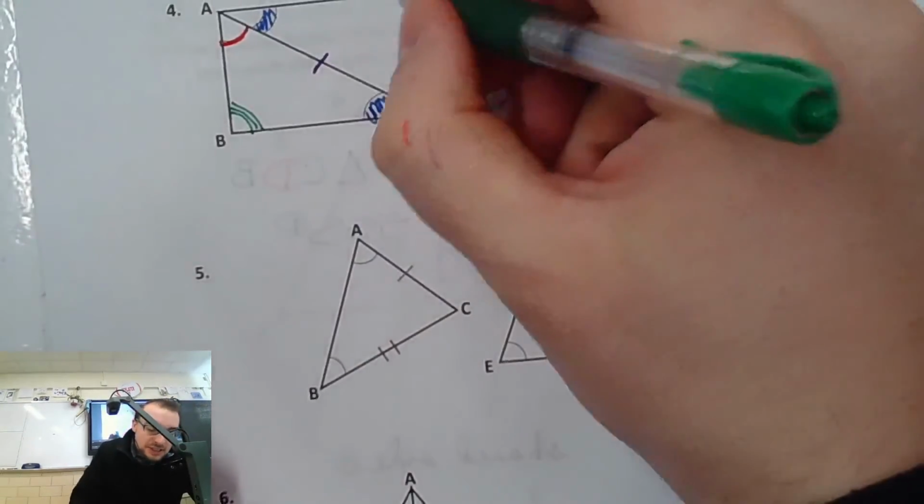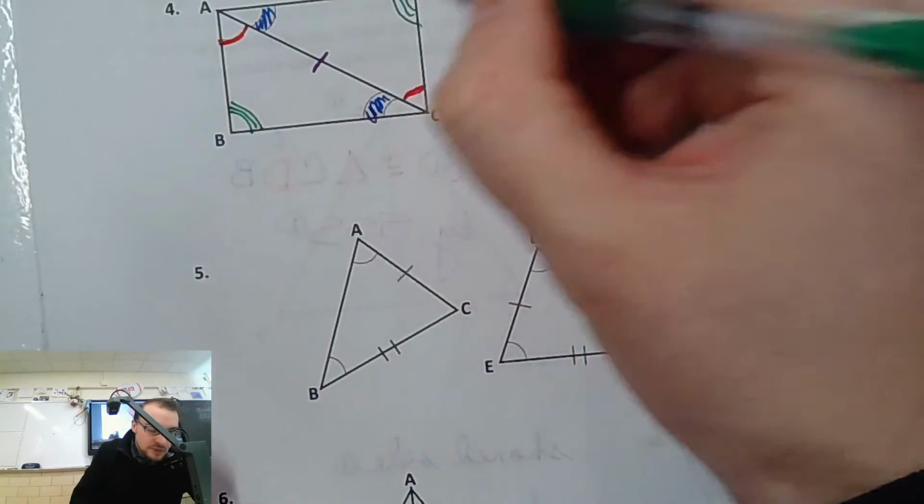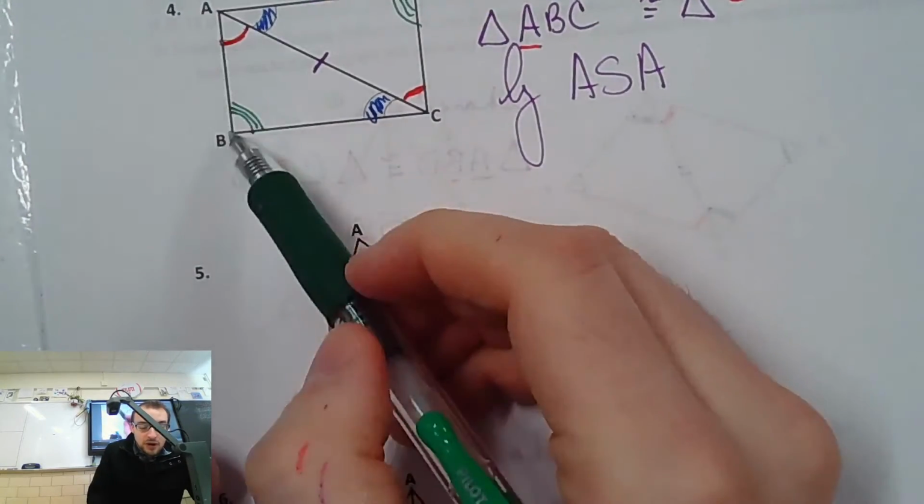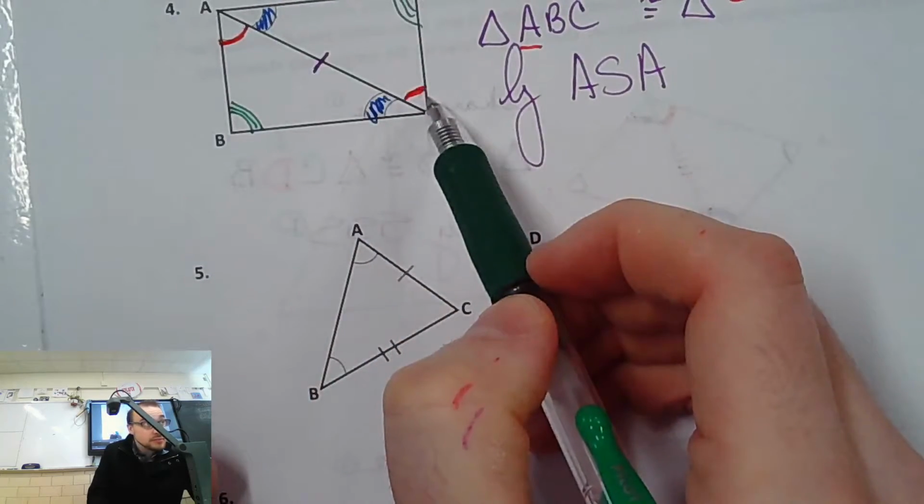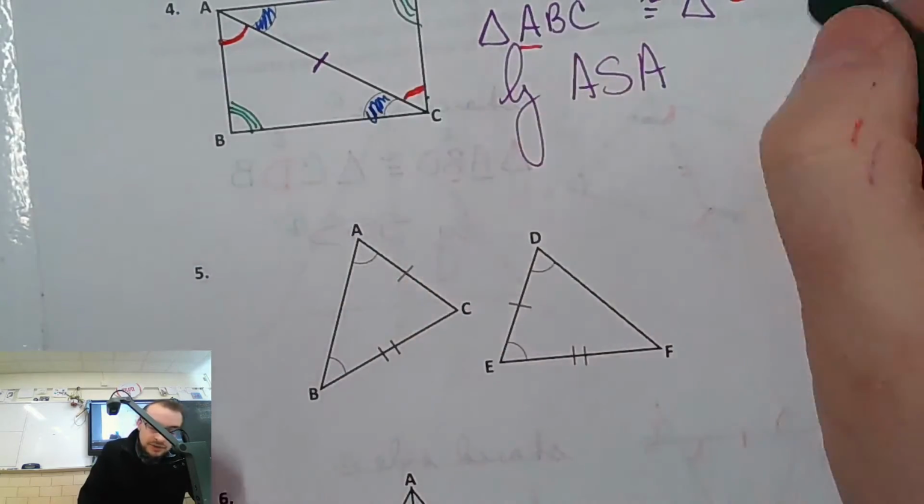So B is going to match up with D. Again, we don't know the right angles, but we do know they match up. And the reason for this is because we have two unknown sides making that angle. Right? So they're going to go together.